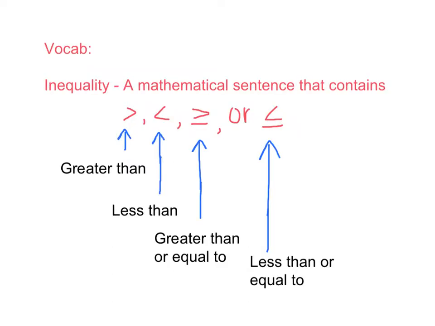We have one vocab word, a mathematical sentence that contains, and I want you to copy down these four symbols and also what each of the four symbols means. You can draw it out the way I have it, or write it a different way, that's fine. So we have the greater than symbol, less than. This symbol means greater than or equal to. So if it has a line underneath it, that means it could be greater than or it could be equal to. And then the last one is less than or equal to. So copy that down, please.